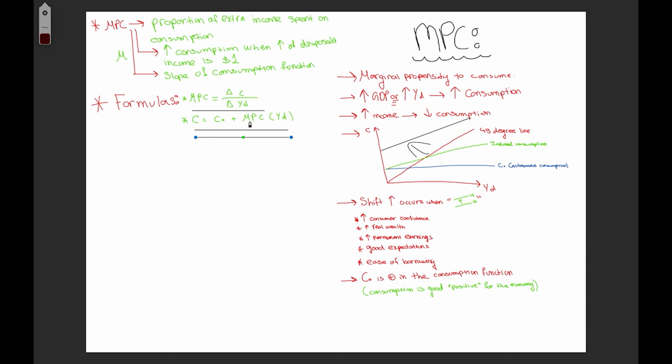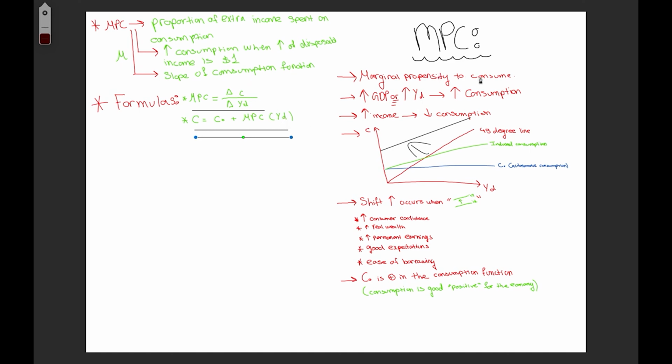Plus MPC. What is MPC? We just explained it over here. Now the formula of MPC to get the number is the change of consumption over the change of disposable income. So basically it's C2 minus C1 over YD2 minus YD1, times the disposable income.